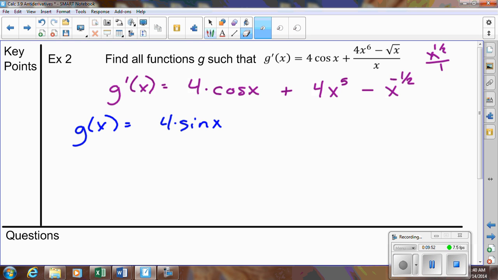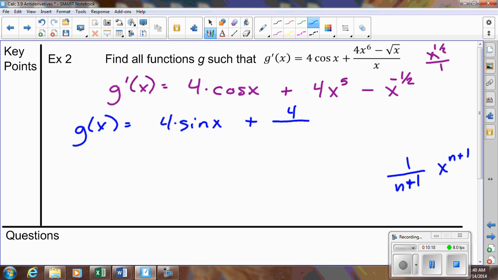Okay, what about this next part? What would be the antiderivative of 4x to the 5th? Remember how we were just using that formula that we just looked at and said if we've got this type of a power, we can use that as our tool to help us out with some of these pieces? Well, instead of having a 1, we can use our coefficient of 4. And then 5 plus 1 is 6.